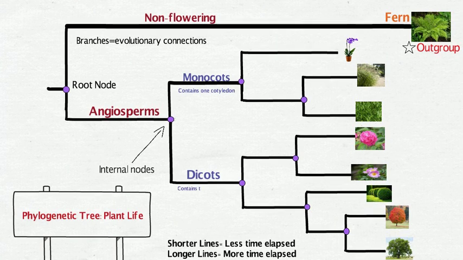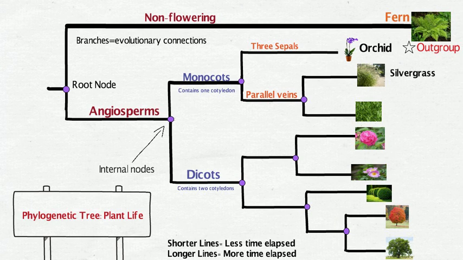Let's take a look at the monocots. Monocots diverged based on plants with 3 sepals and plants with parallel veins. The speciation of orchids is able to take place through anagenesis, which is evolution that takes place through a single lineage. However, the parallel veined phenotype is able to diverge further through cladogenesis and produce 2 types of grasses more recently than its counterpart, which are silvergrass and fescue.